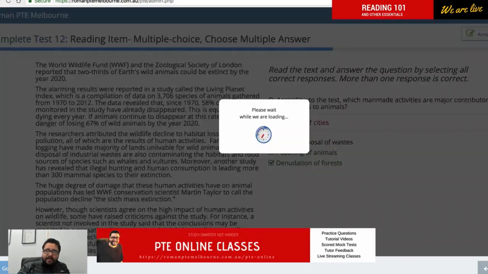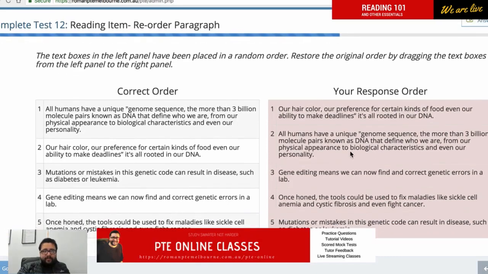Let's go to the next question now, and I guess that is reorder paragraph now. In this case, the answers have already been given there, so I'll simply explain to you what is the logic, why they should be in that order. This is the first sentence.